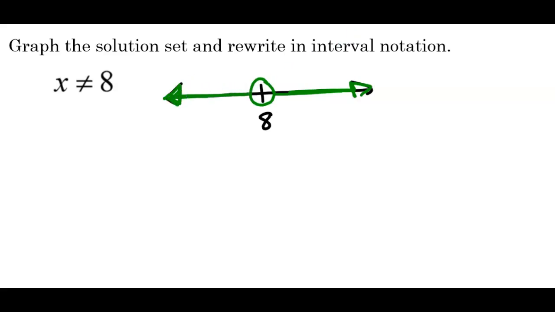So in interval notation, we're going to first deal with this interval. That's going to go from negative infinity to 8. So negative infinity, parentheses, and then not equal to 8, so parentheses, union, or, and then 8 to infinity. Okay, so this is called a union symbol.